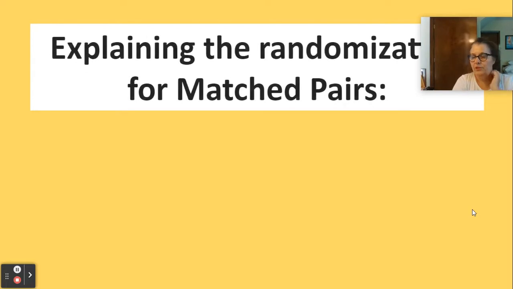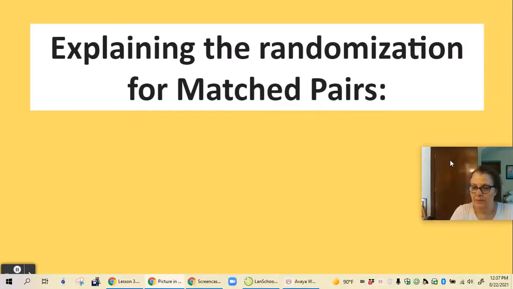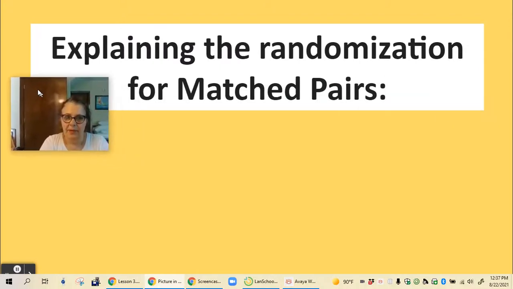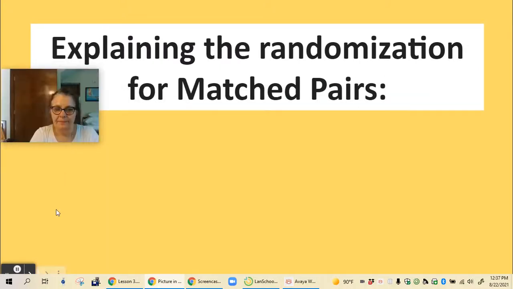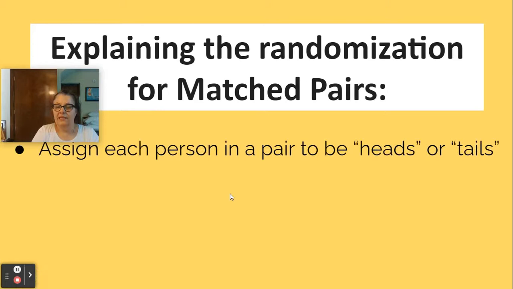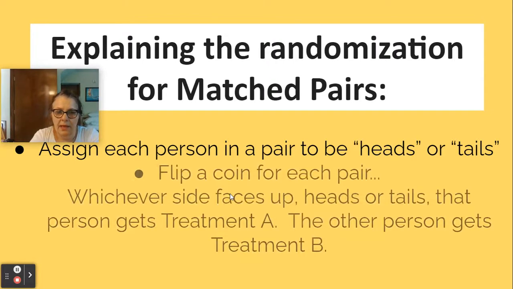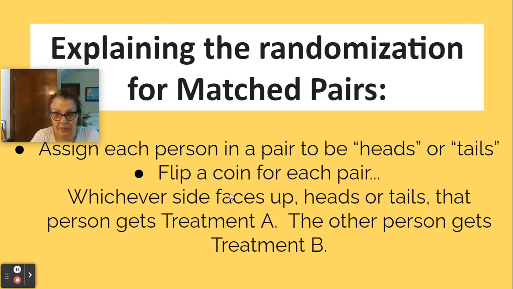Now, you do have to explain your randomization for match pairs. And most of the time, we explain it by what is called flipping a coin. So assign each person in a pair to be heads or tails. All right. And then you're going to flip a coin for each pair, which is very important that you say that. And whichever side faces up, heads or tails, that person gets treatment A and the other person gets treatment B.